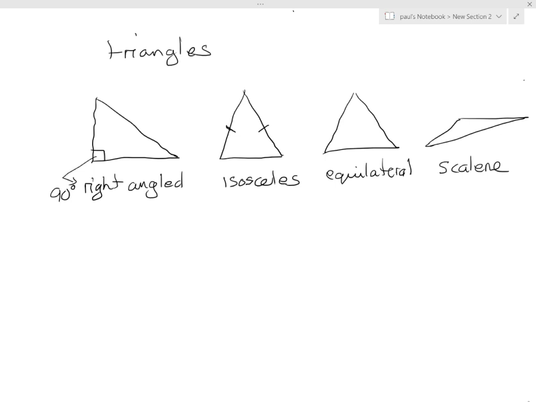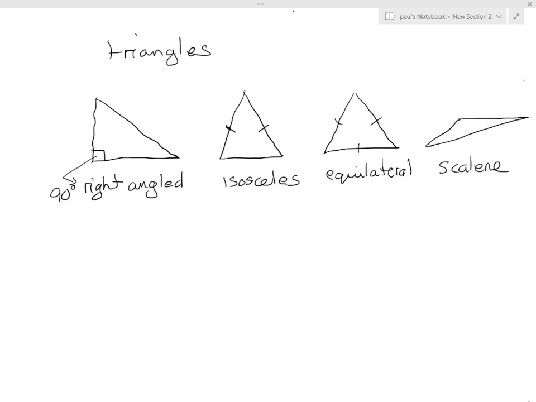Equilateral, equal, with an I, yeah, all 3 sides are exactly the same. So if you knew just one of the sides, you could just multiply that by 3 and you would get the perimeter. A scalene, all 3 sides are different, so you can't really do much with scalene triangles, and they don't bother with them in GCSE because there's not much to do with them.